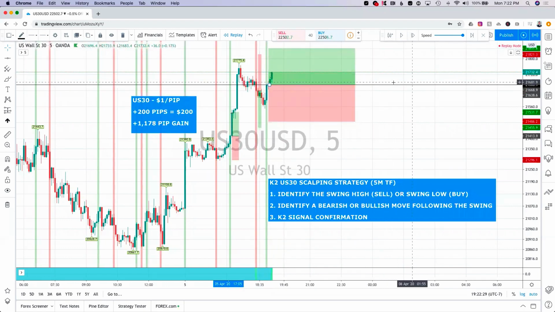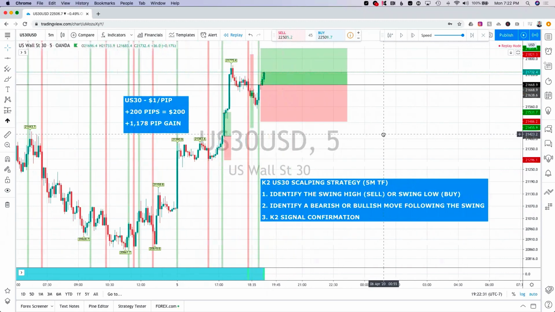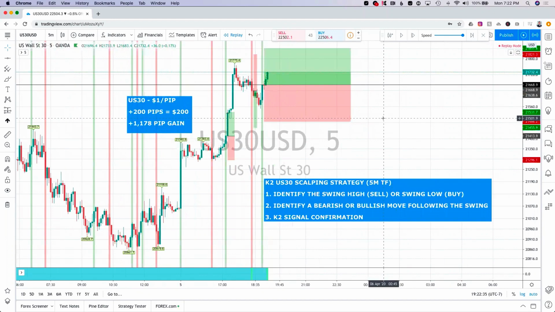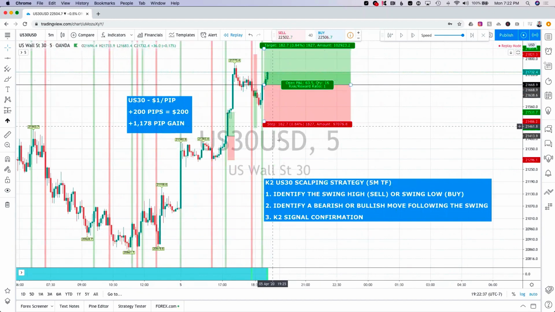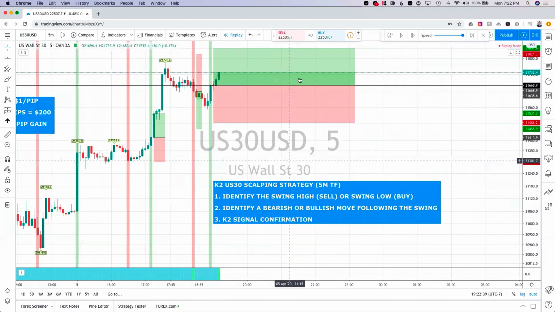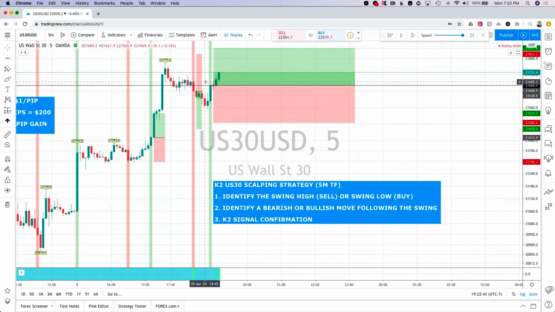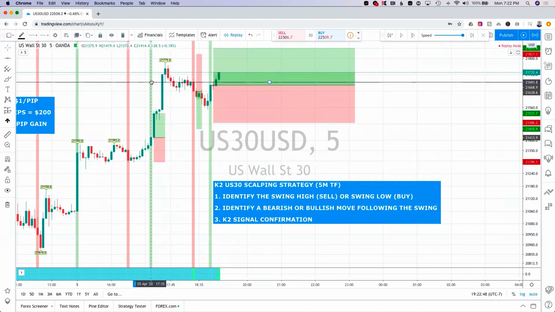Still pushing up. The thing too with this trade is you're gonna have to know how to apply the K2 exit strategy really quickly. Or another way to adjust your stop loss is what I do: once this candle closes, I move my stop loss to the low of the following candle. So as this candle closes right here, I move my stop loss to the bottom of this candle right there, and then let it run.